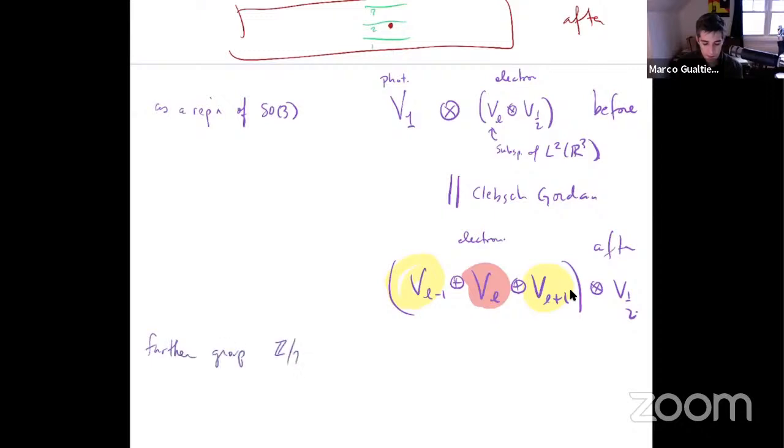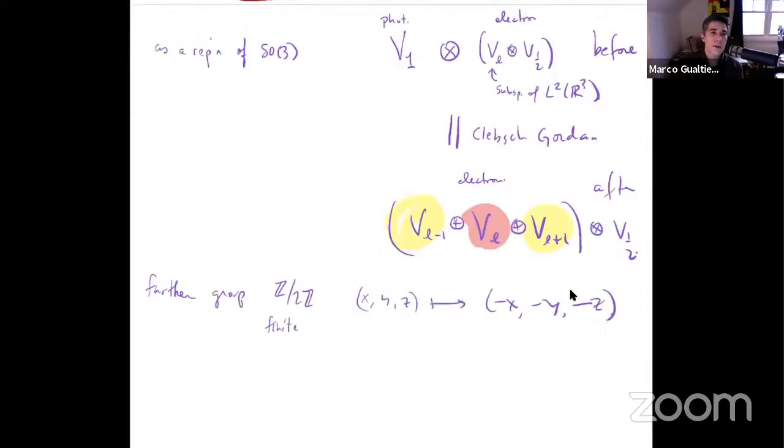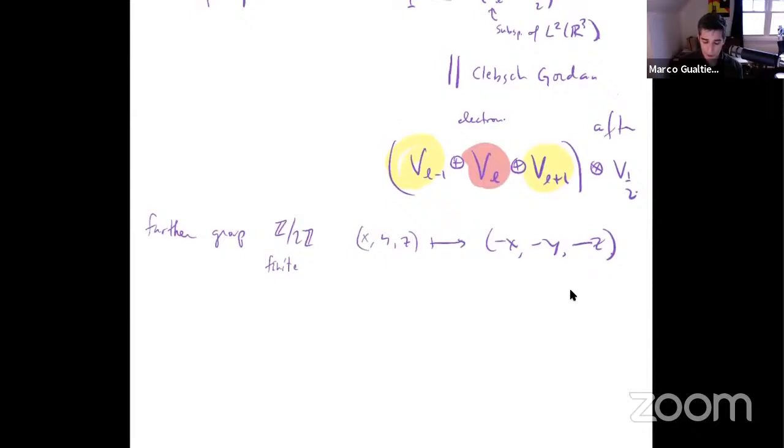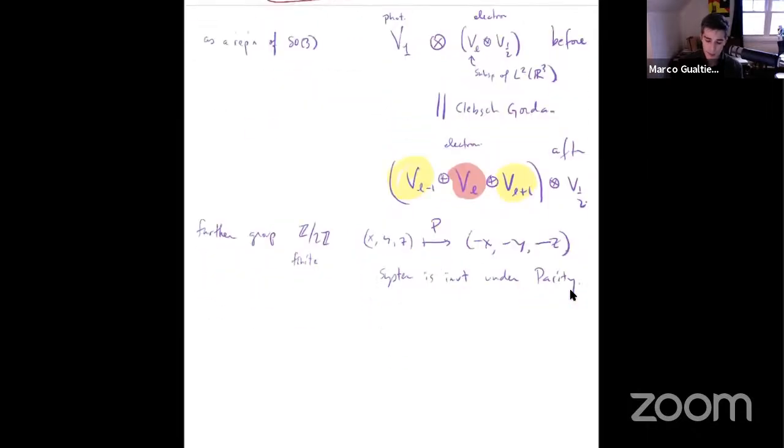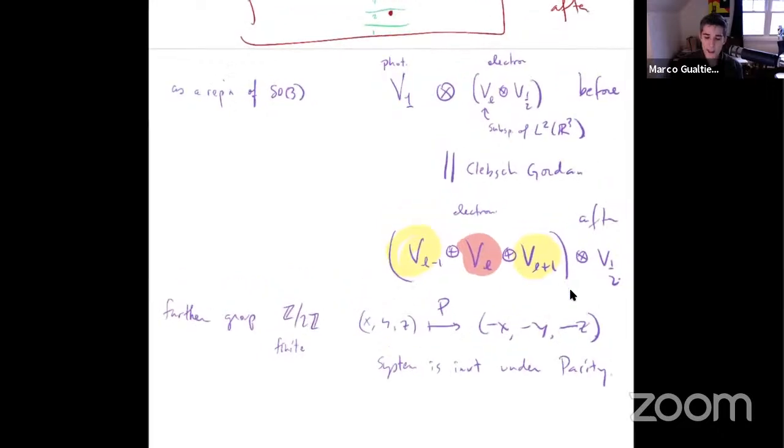It's Z mod 2Z. It's a discrete group, or a finite group, which takes x, y, z and maps it to minus x, minus y, minus z. The potential, the entire system, is invariant under this thing, which is called the parity reversal. Let me just investigate here what's happening.